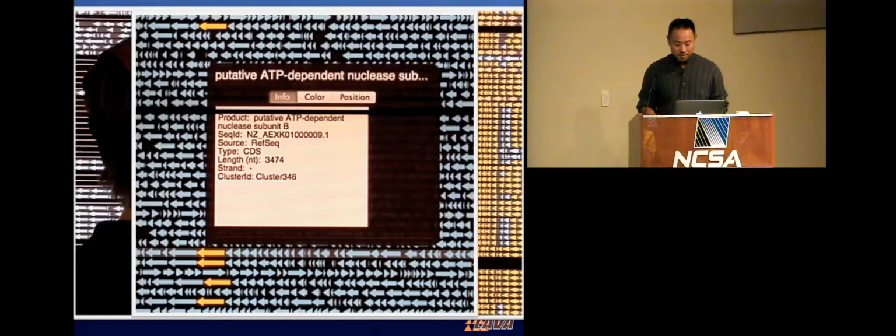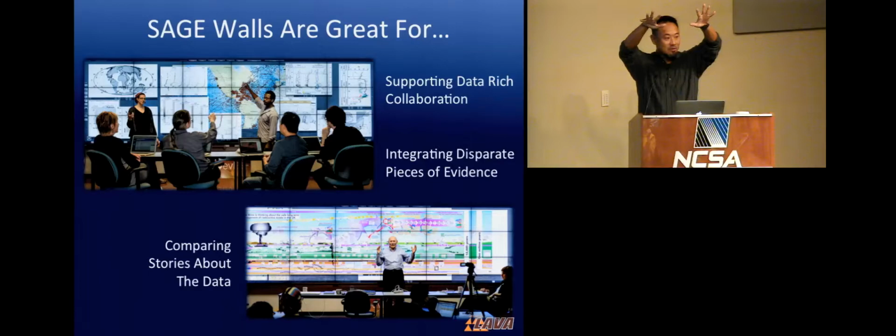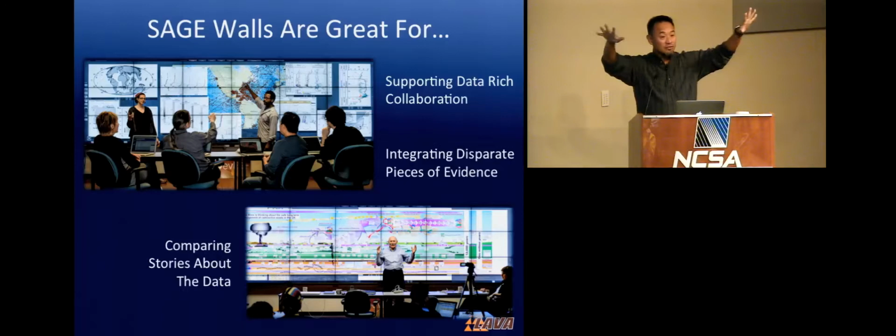Sage walls are really good for supporting data-rich collaboration. It's a way to get the stuff off your laptops into this wall space so that you can start discussing them, right? We all have about, what, 4 to 7 things we can hold in our heads at one moment in time. Think of this as a tool for externalizing your working memory, right? Getting your stuff in your head out onto the wall. Imagine if all of you were to throw information up on the wall and you had a brainstorm session where you had to try and organize all these ideas, right?